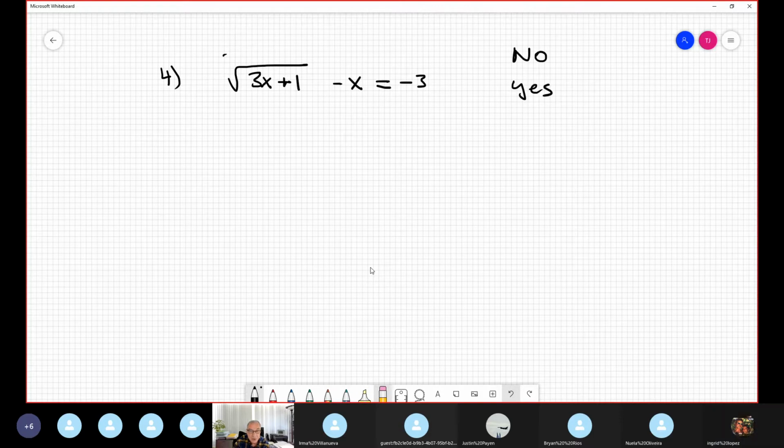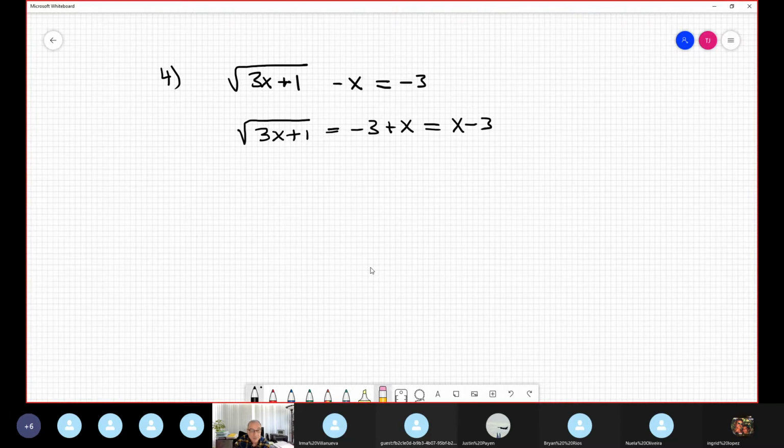So, you have to check it or no? Yes, absolutely check it. So what should I do? You isolate the radical. I move x to the other side. So it is minus 3 plus x. Either way, x minus 3 is the same, right?